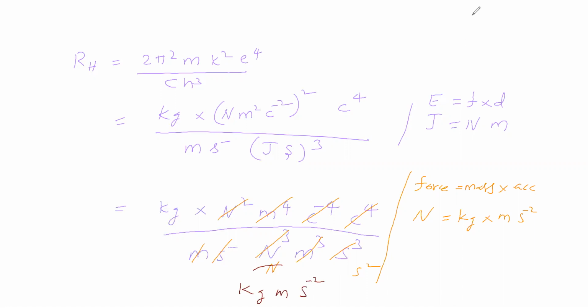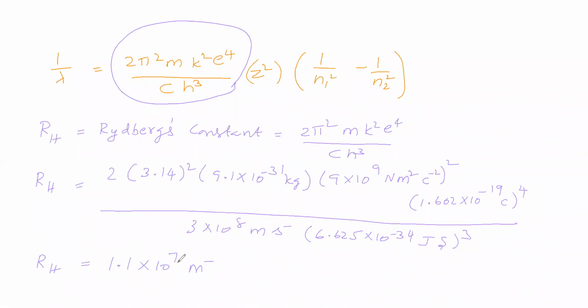Now what are the units that get cancelled? You see that per second square and second square get cancelled. Kilogram gets cancelled. So what is remaining? Meter is remaining. Therefore, the unit of Rydberg's constant is per meter.